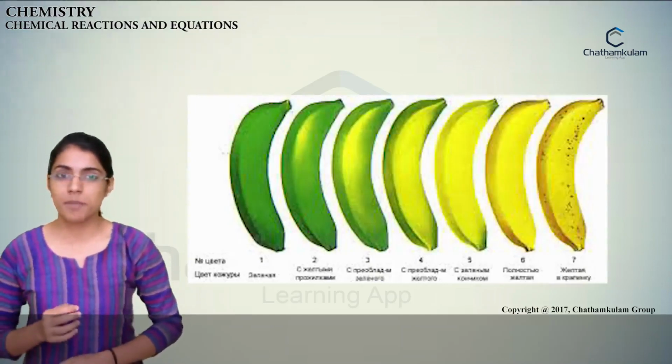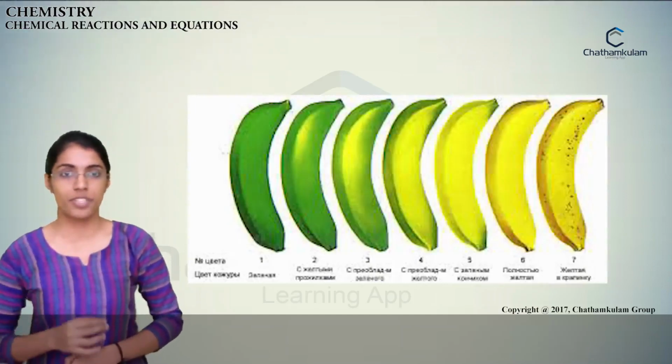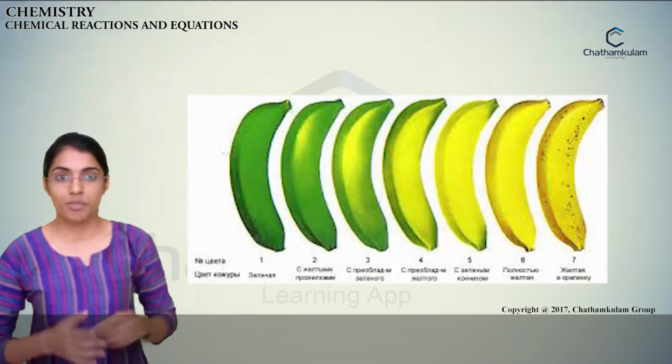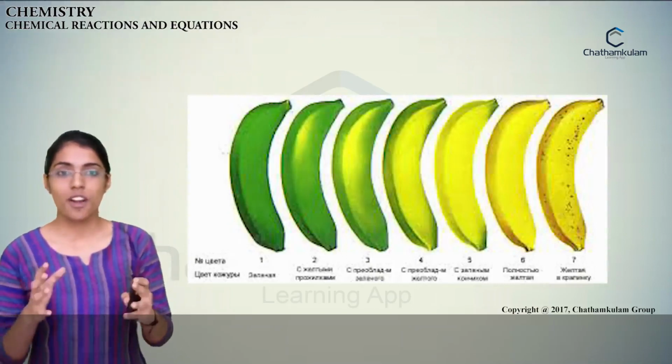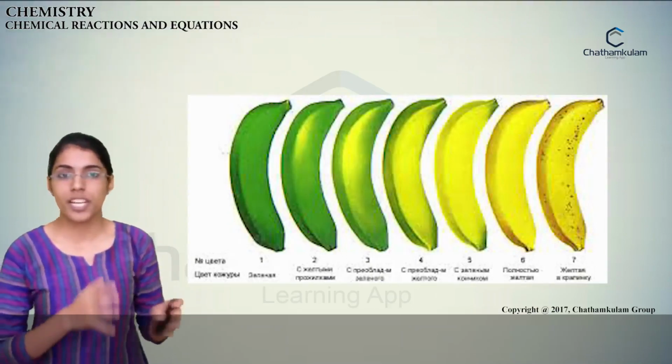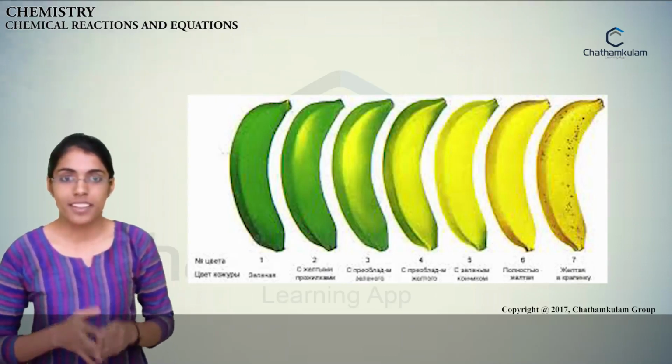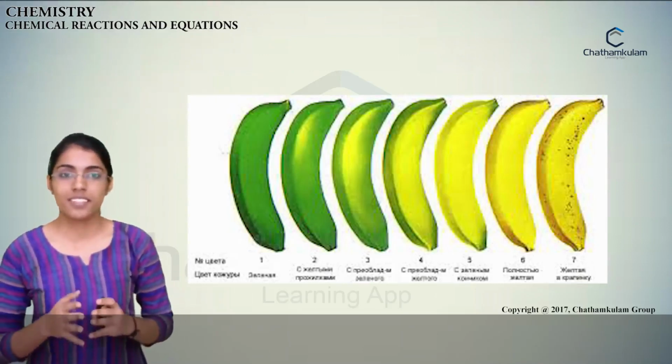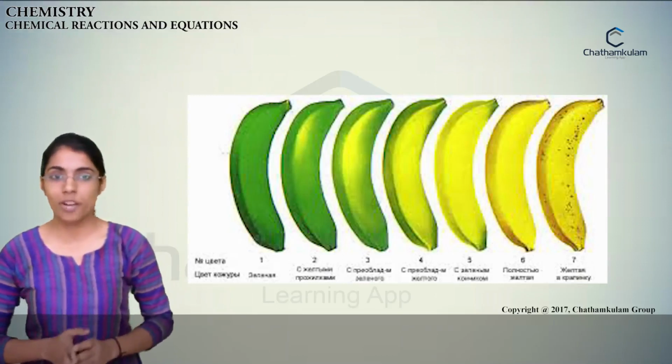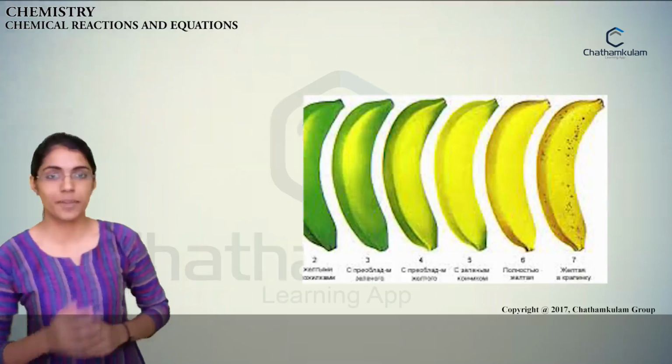Chlorophyll is the substance which gives green color to the fruits, right? And to the plants also. This chlorophyll breaks down into other chemical compounds. That is the main reason for the red and pale yellow color of the fruits when they get ripened.